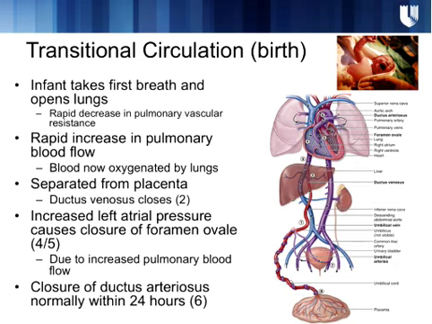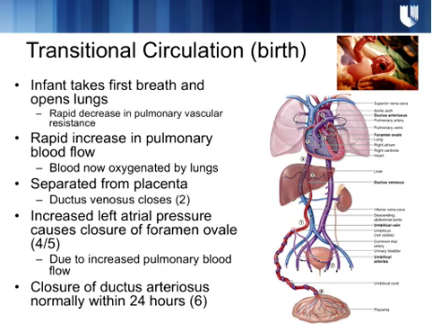So the transitional circulation, which is going from a fetal circulation to an adult circulation, starts with the very first breath that the infant takes, as you can see in the upper right corner. As the lungs expand and the infant opens its lungs, you have a rapid decrease in pulmonary vascular resistance. With this rapid decrease in pulmonary vascular resistance, you have a rapid increase in pulmonary blood flow. So now blood is oxygenated by the lungs.